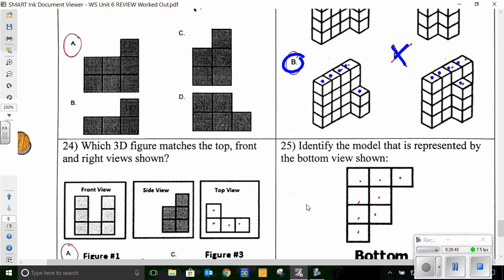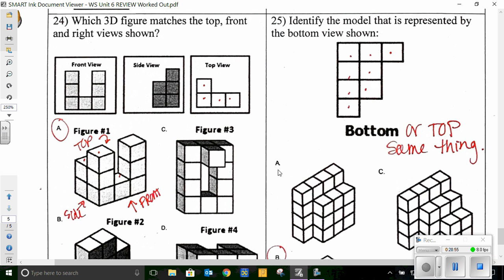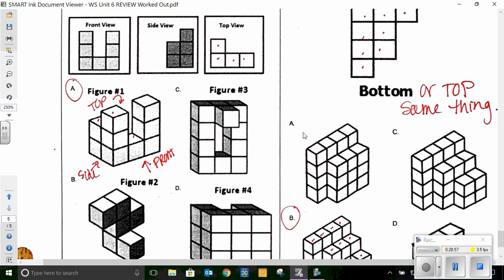Doesn't work. All right, number 24, it says which 3D figure matches the top, front, and right views that are shown. And it actually happened to be the very first one I looked at. But again, don't always just stop at that. You want to make sure that you are checking all of them. I was just trying to go quickly to get this done for you.